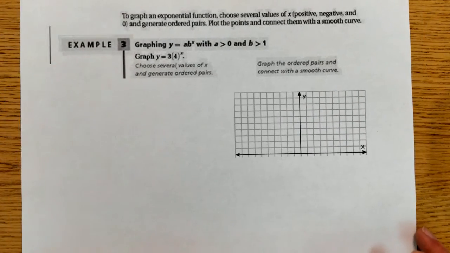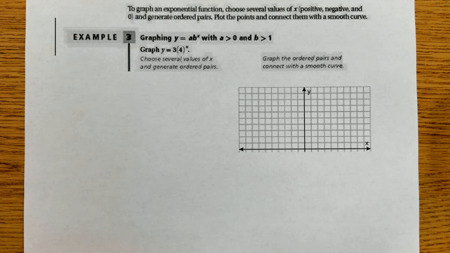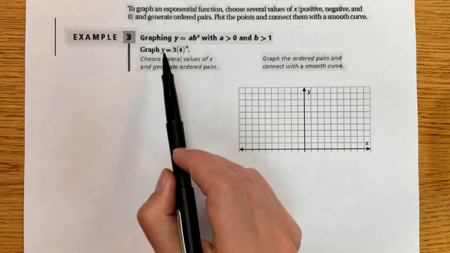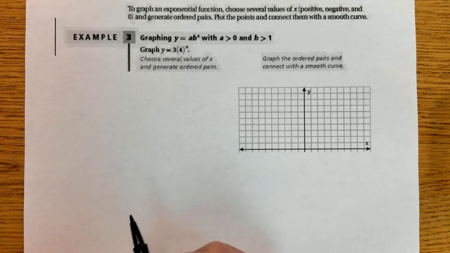So now we're going to go ahead and start looking at graphing. So to graph an exponential function, choose several values of x, positive and negative, and 0. So you're going to create an XY table to generate ordered pairs. And then you'll plot the points and connect them with a smooth curve. So here our function is y equals 3 and 4 to the x power.